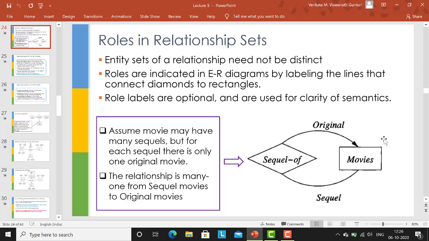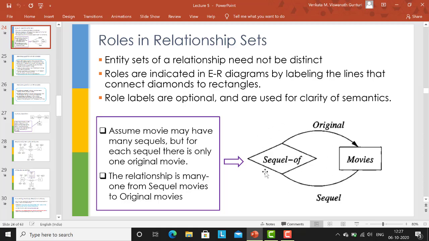So for example, if you have an entity on movies and then there is a relationship of an entity with movie with itself, right? So something like sequel of. So you can draw something like this, that a movie is related to itself through the relation of sequel of, right? And then for our interpretation you can write these labels as sequel and original, right?